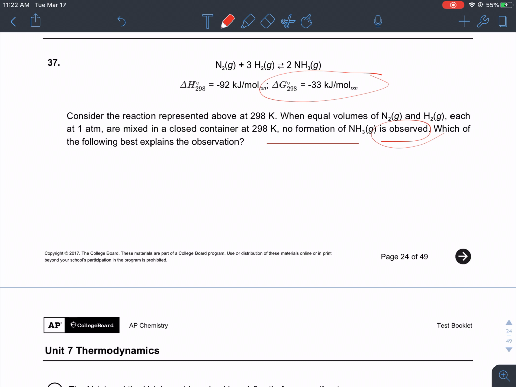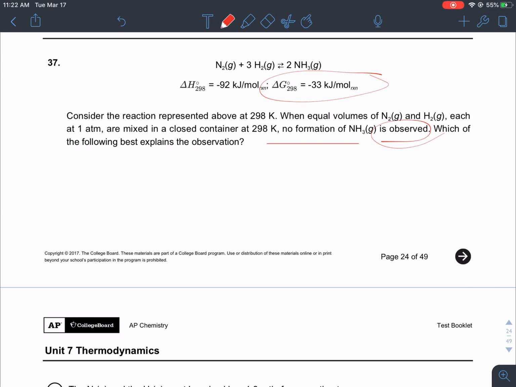It doesn't require help. But if your delta G is negative, why can't we observe it? Well, I don't know about you, I've never observed rust form on iron. Rust forming on iron is a spontaneous reaction. It just takes really, really, really long because it has a high activation energy required. That might be the case here.